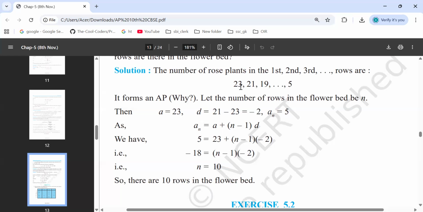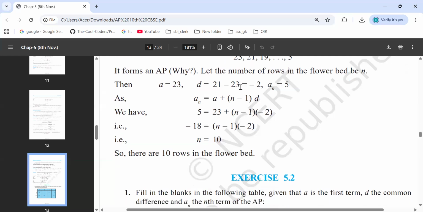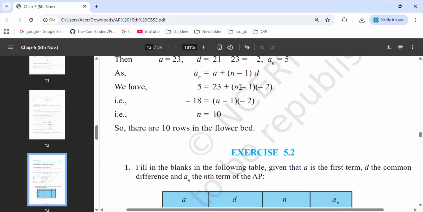The difference is 21 minus 23, which is equal to -2, and the last term of the AP is 5. So an is equal to A plus n minus 1 into D. We have the first term, which is 23, the last term, which is 5, and the difference, which is -2. So an equals 5 equals 23 plus n minus 1 into -2. So -18 is equal to -2 into n minus 1. From here we get n minus 1 equals 9, so n equals 10. So that means there are 10 rows in the flower bed.